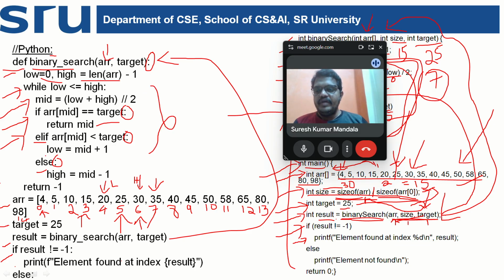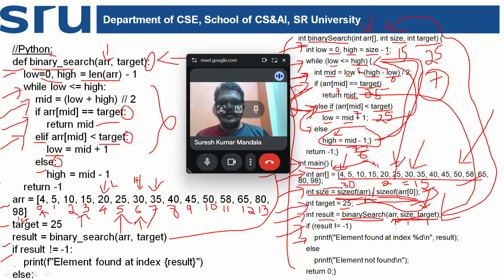We are changing the low value here if the mid value is less than the target value, similar to how we change it in the C language. The same thing we are changing in Python also. If the mid value is greater than the target value, then we change the high value here. This is the normal procedure of how we write it. This procedure will continue until we identify the targeted value at the midpoint.